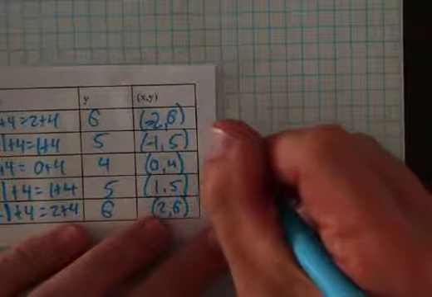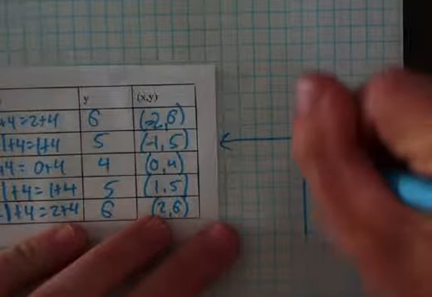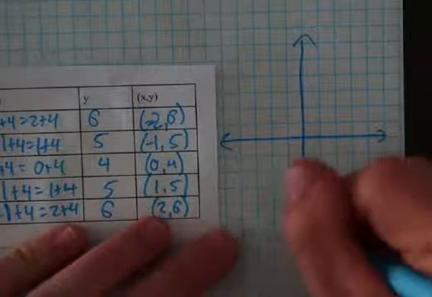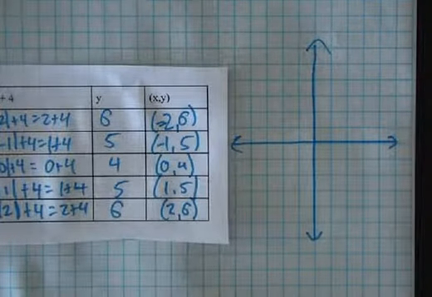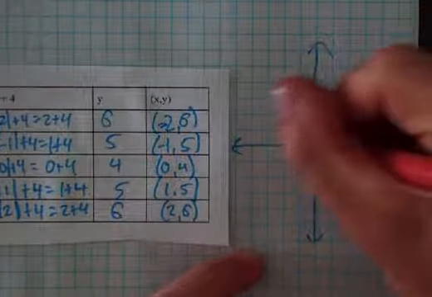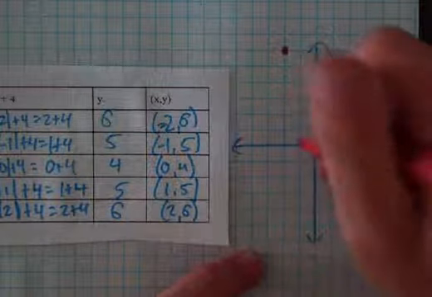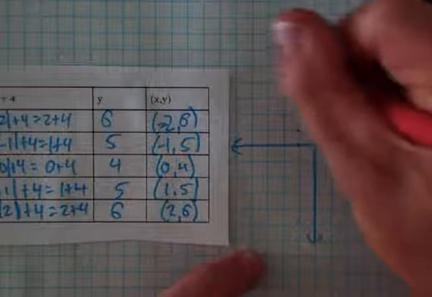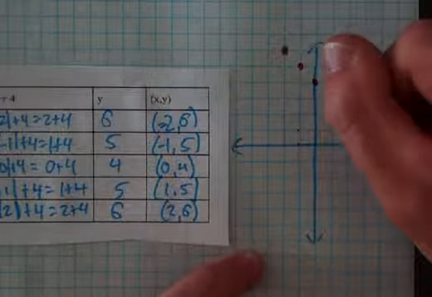Okay? So again, I'm going to graph. Okay, I'm going to use red again. So our first value is negative 2 comma 6, so negative 1, 2, 1, 2, 3, 4, 5, 6 in the y direction. Negative 1, 5. 0, 4. 1, 5, 2, 6.